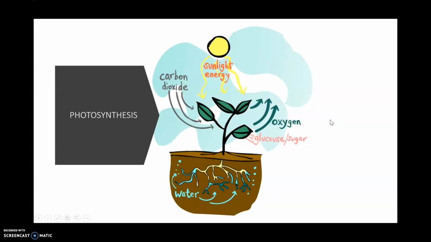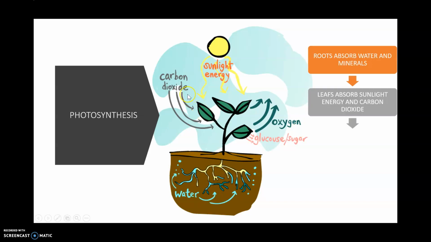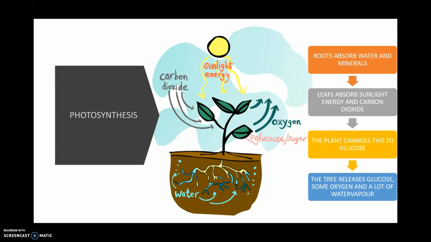So here is photosynthesis. In a nutshell, it's quite easy. The roots absorb water and minerals. The leaves absorb sunlight, energy and carbon dioxide. The plant changes this to glucose, and then the tree releases glucose, some oxygen and a lot of water vapor. It creates a lot of water to create the glucose and the oxygen.